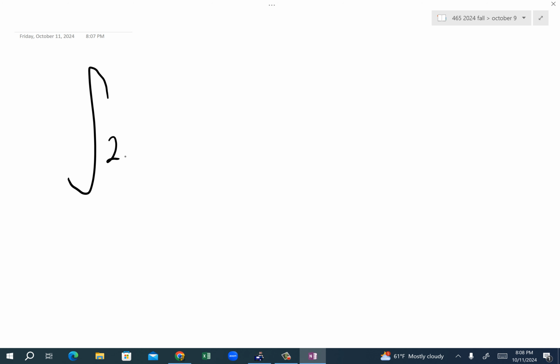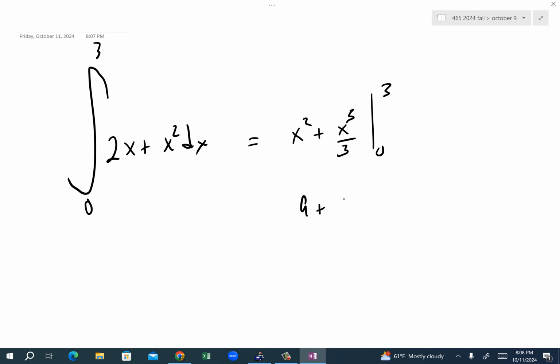Take the integral of 2x plus x squared or something, dx from 0 to 3. If I do the antiderivative, I'm going to get x squared plus x cubed over 3, from 0 to 3. That's going to give me 9 plus 9 minus 0, which is 18. And you're like, yeah, I guess.